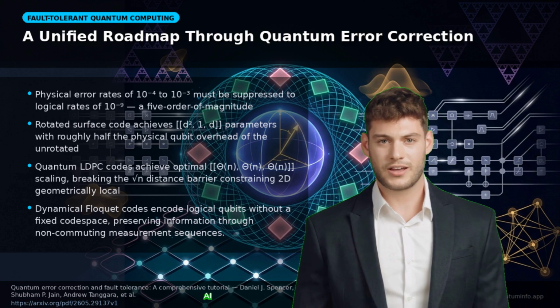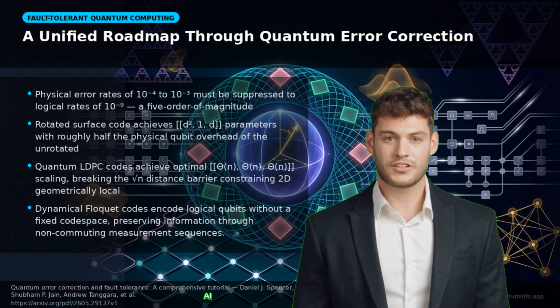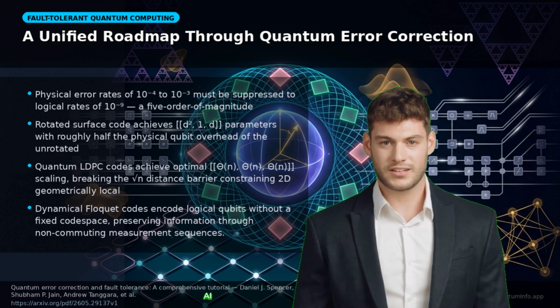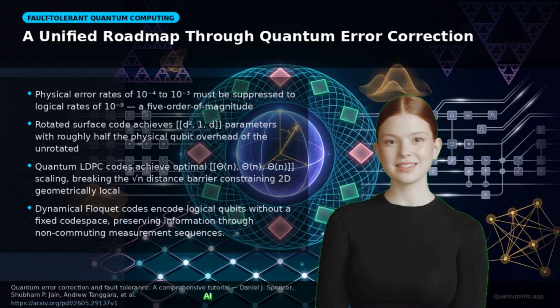Today's best error protection method, called the surface code, works reasonably well, but demands an enormous number of physical building blocks, potentially millions, just to run a single reliable calculation. Newer approaches, called quantum low-density parity check codes, could slash that number dramatically, making powerful quantum computers far more practical and affordable to build.